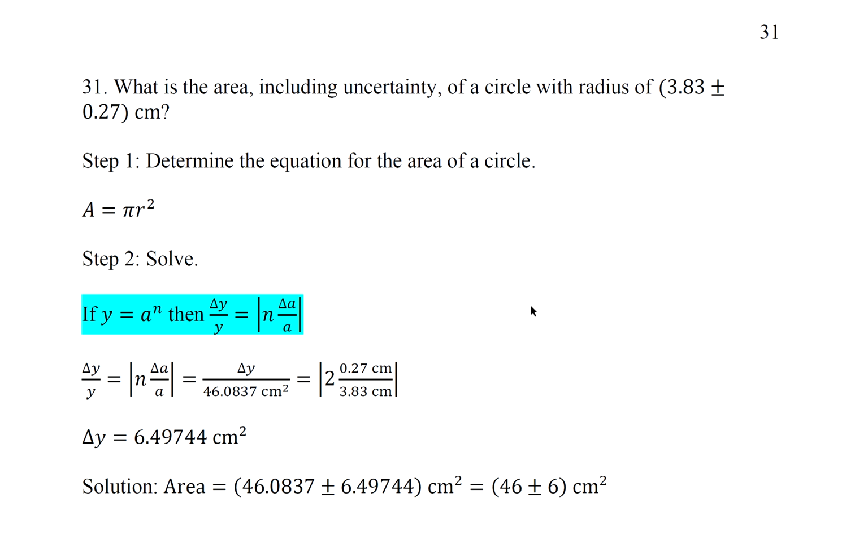Question 31. What's the area, including uncertainty, of a circle with radius 3.83 plus or minus 0.27 centimeters? The equation for the area of a circle is pi r squared. Since it has an exponent, let's use this equation highlighted in blue. And then let's solve for y, which is pi r squared, which is pi times 3.83 squared. Then let's solve for delta y.